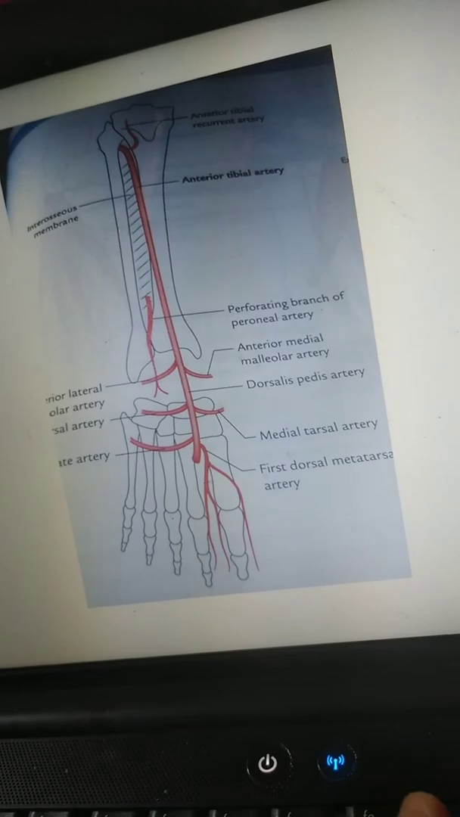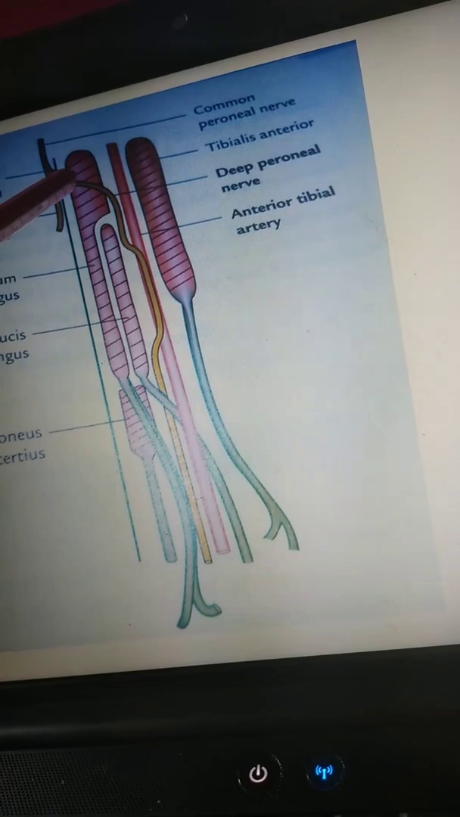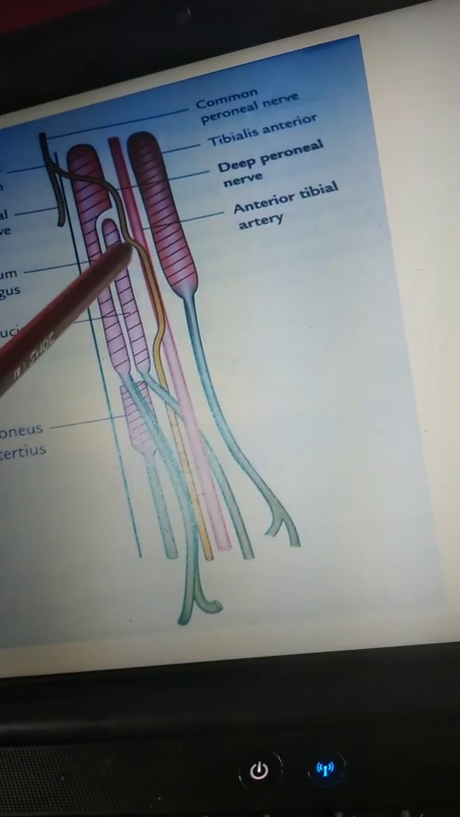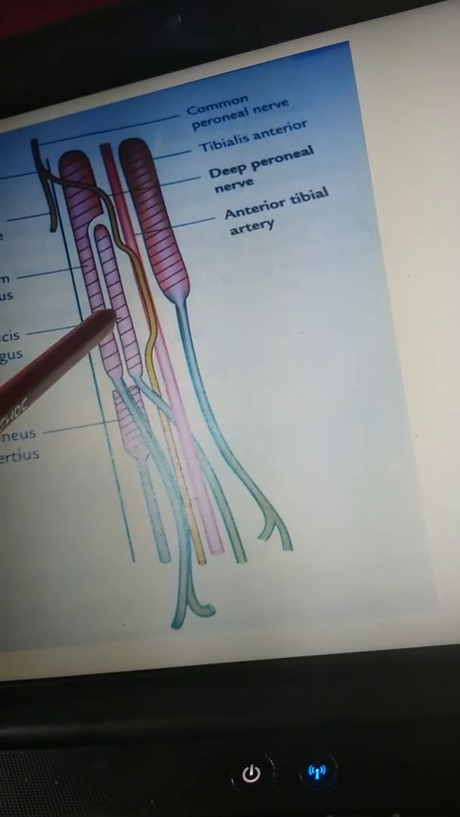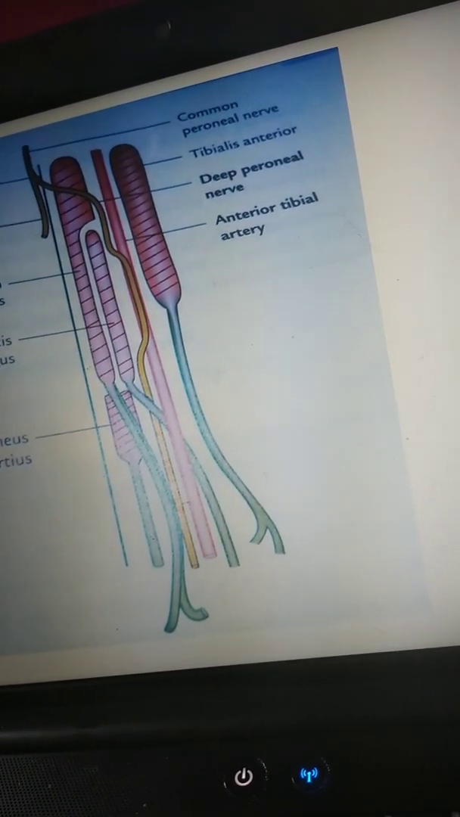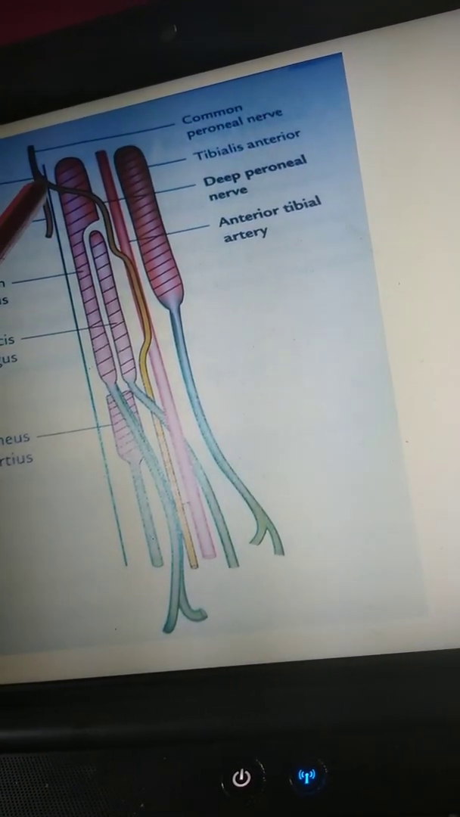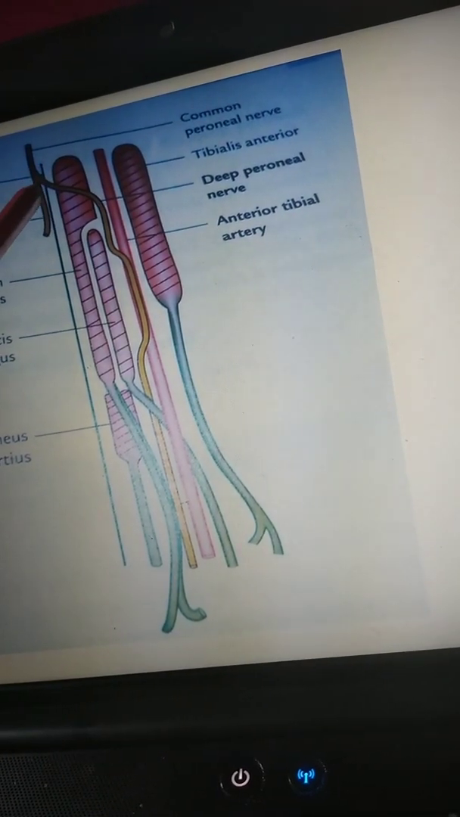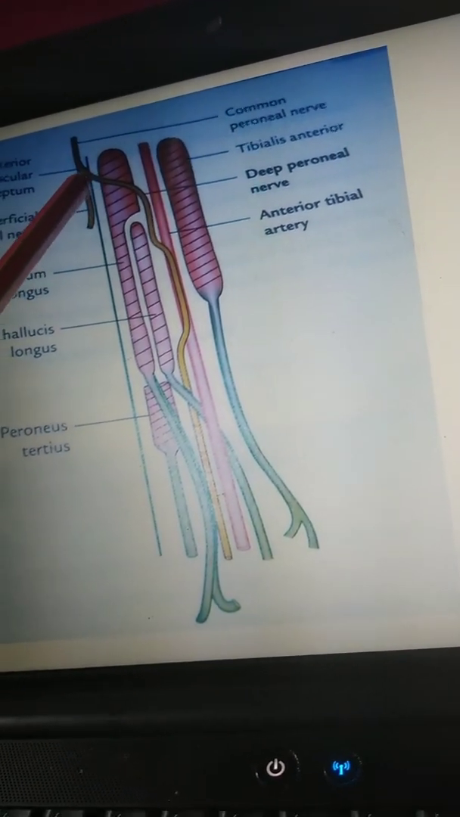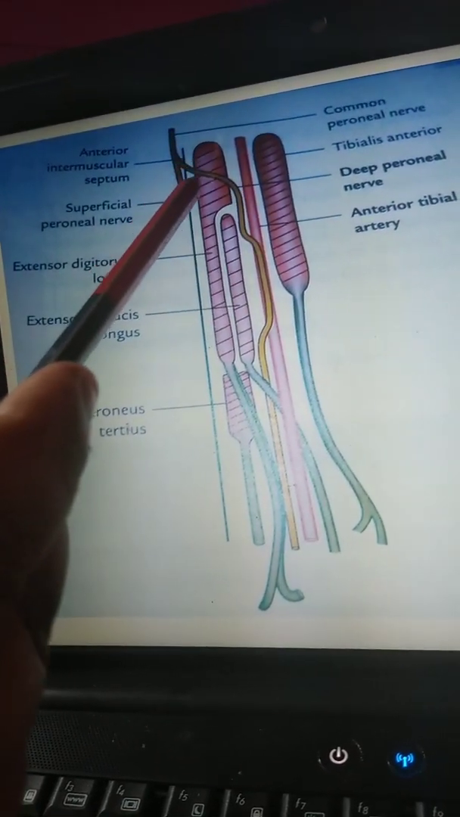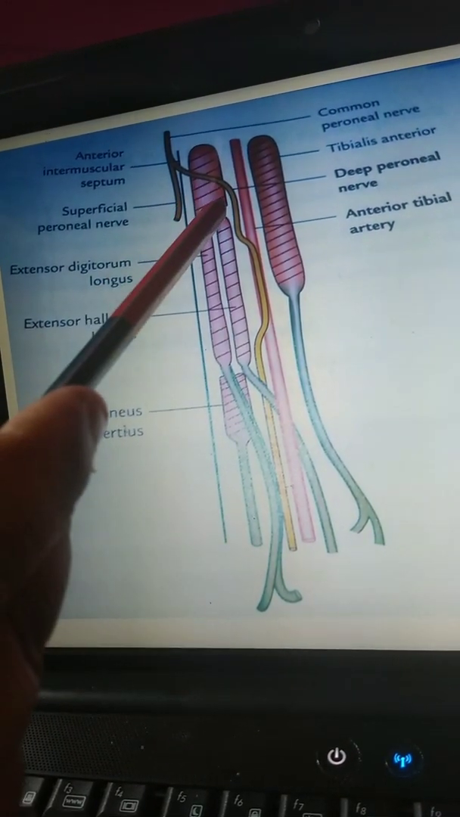Now deep peroneal nerve. Deep peroneal nerve, it's a nerve of the anterior compartment of the leg and dorsum of the foot. It corresponds to the posterior interosseous nerve of the forearm. It is one of the two terminal branches of the common peroneal nerve at the neck of the fibula. It begins on the lateral side of the neck of fibula under cover of the upper fibers of the peroneus longus muscle. It enters the anterior compartment of the leg by piercing the anterior intermuscular septum.